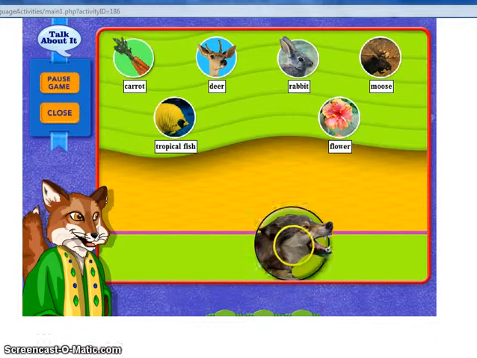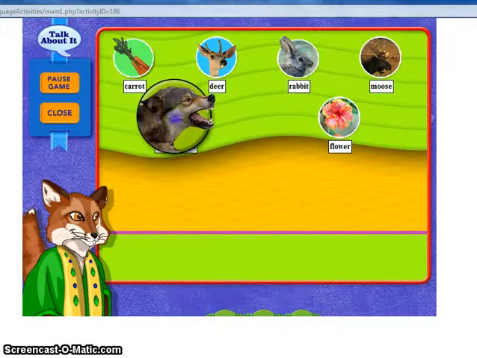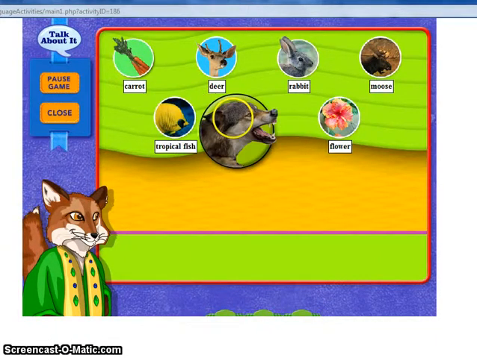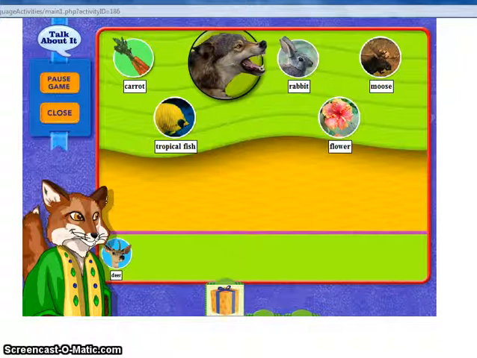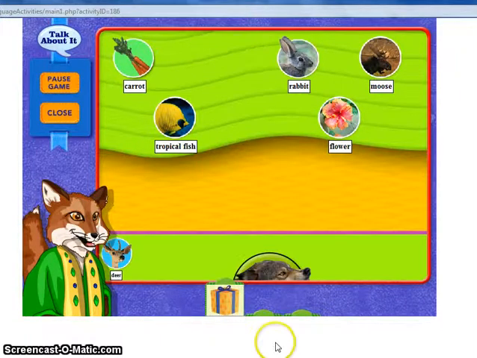Yikes! Ooh, yikes, not it. Tropical fish. Yikes! Not it again. Deer.